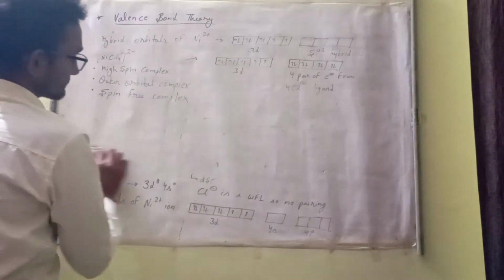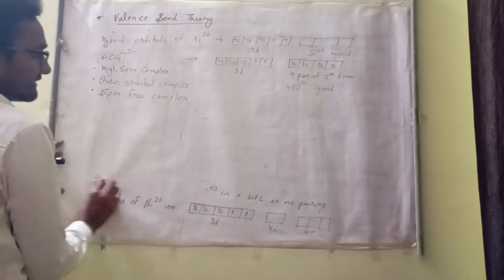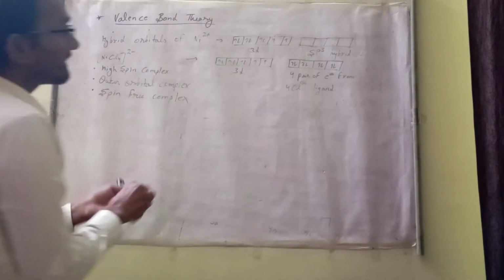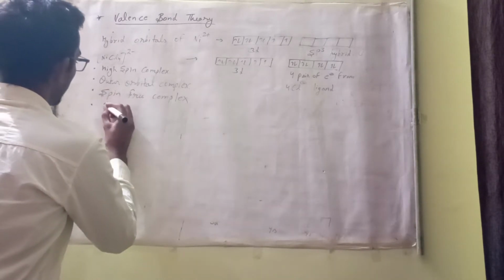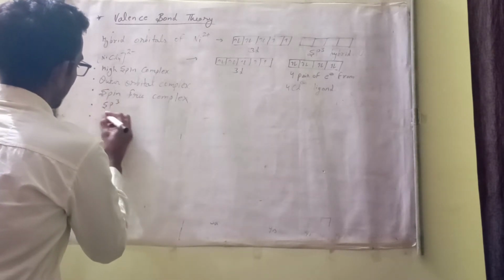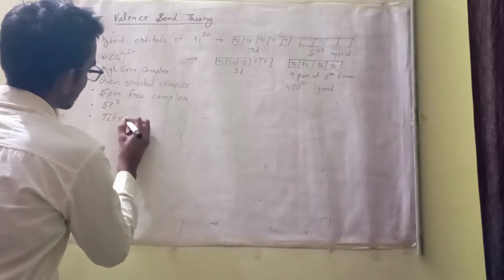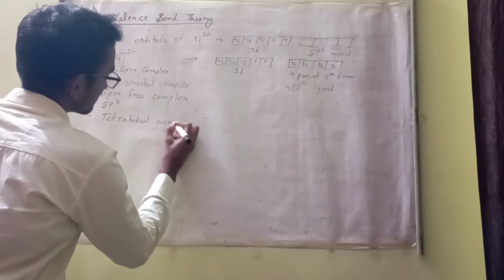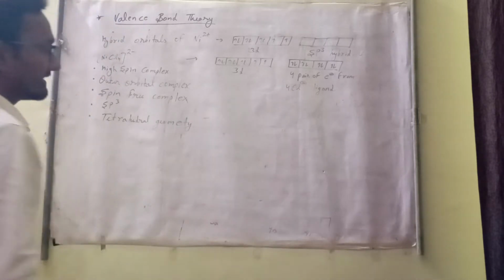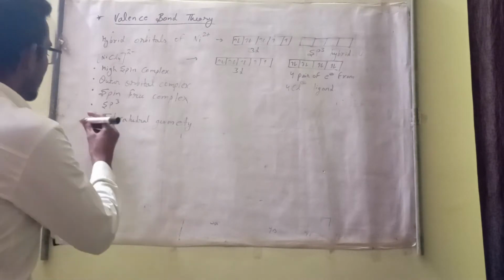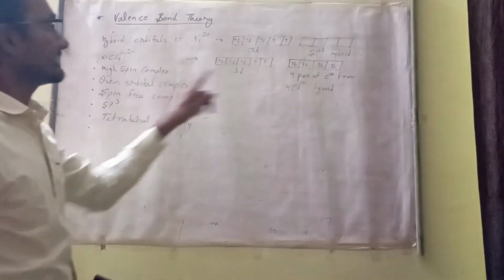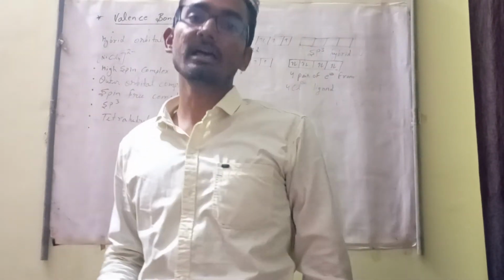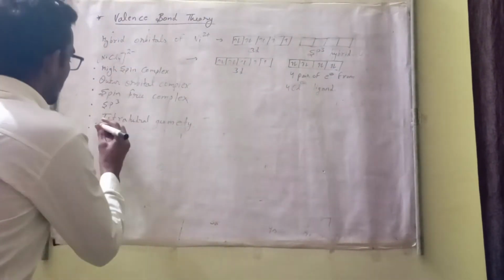And is it paramagnetic or diamagnetic? We find that it is sp3 hybridized, so the geometry is tetrahedral. Here two unpaired electrons are there, that means it is paramagnetic.